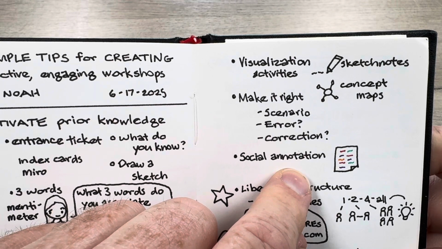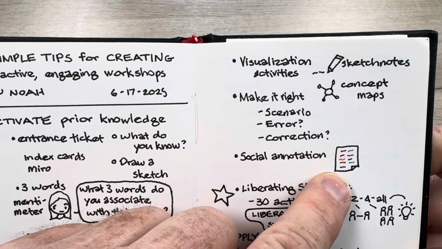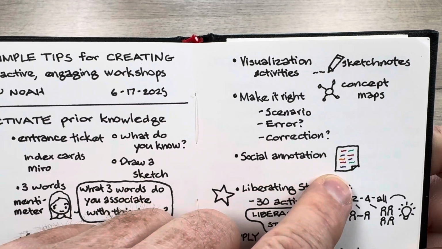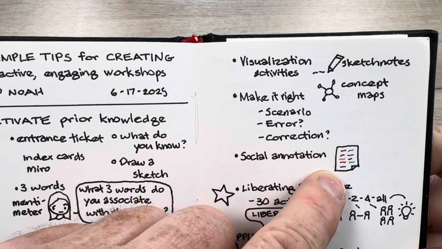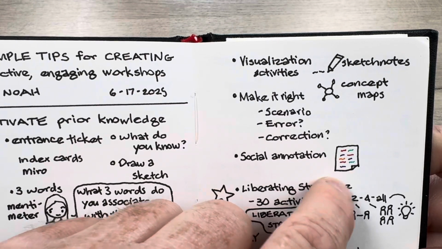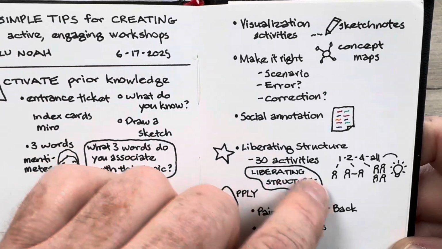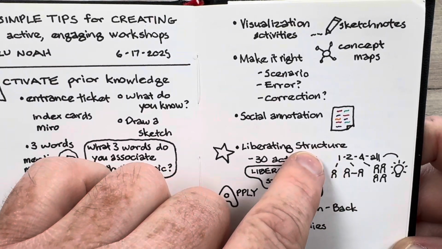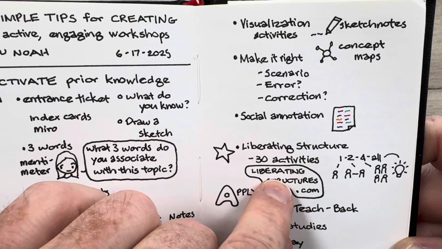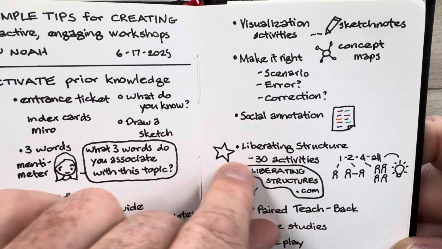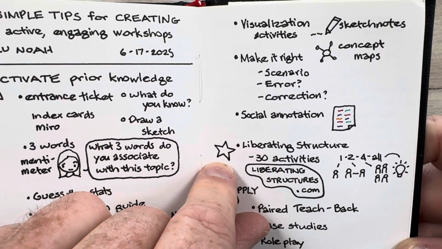You can throw up a Google Doc or something like that, put it in a space where everybody has permissions to edit it, and just let everybody mark up the document. Another way to process new information is by selecting activities from the site called Liberating Structures. You can see that I like this so much that I put a star beside it.